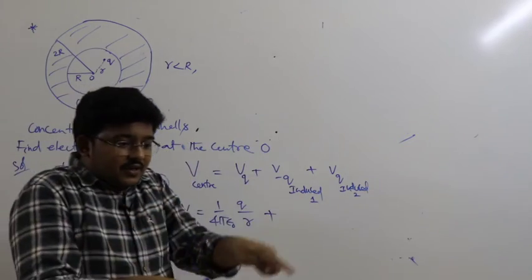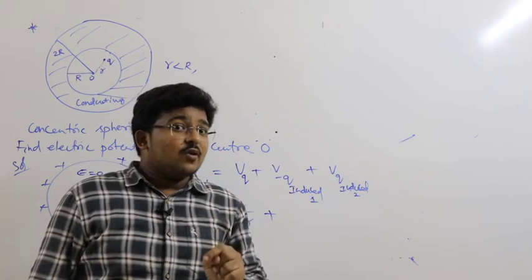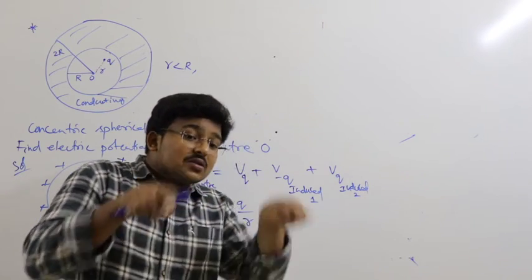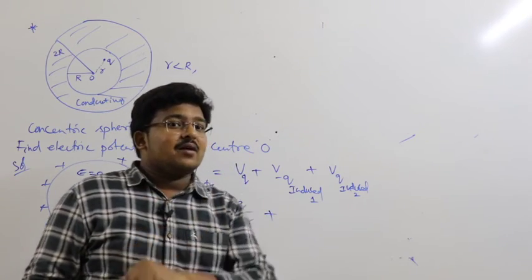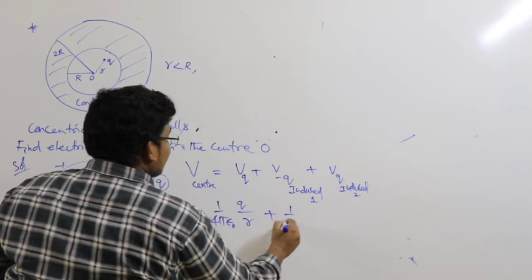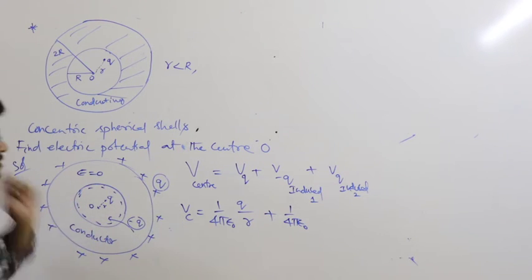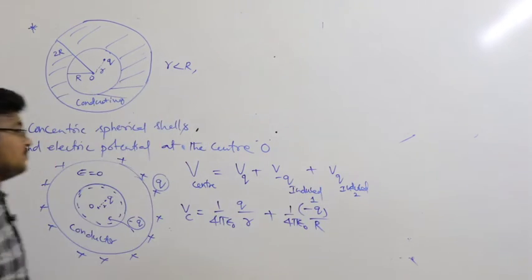For this surface, the center is inside, no? And we know already for a spherical shell, for an inside point or on the surface, the potential is the same, which is kq upon capital R. So that is why k is 1 by 4 pi epsilon naught. What is the charge? Negative charge. So minus q upon radius is r.